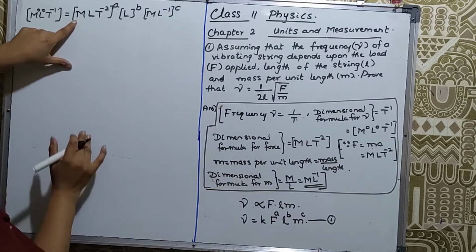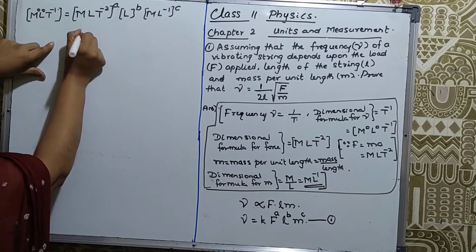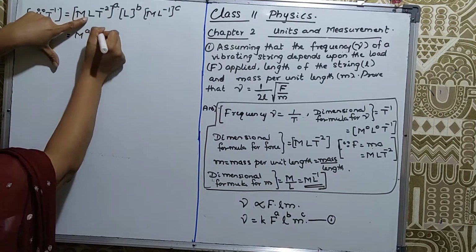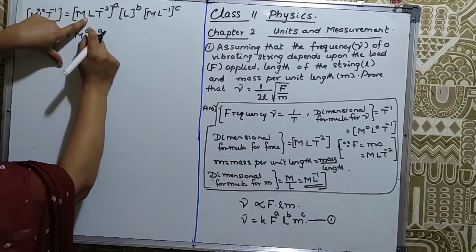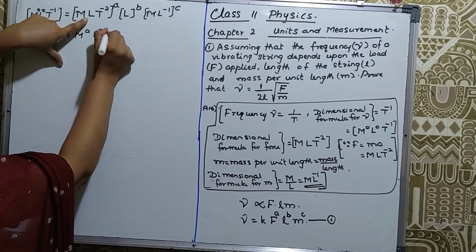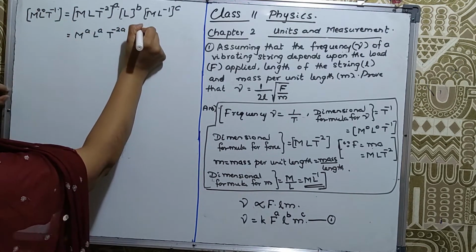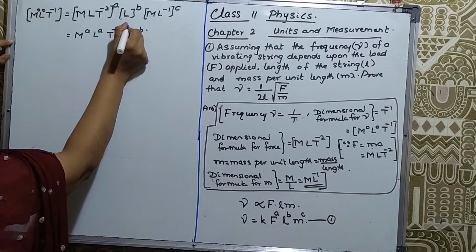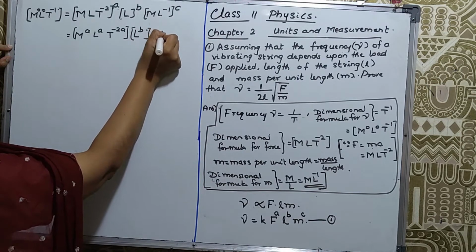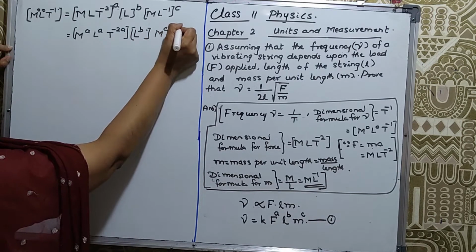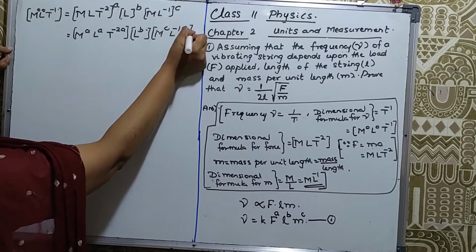Now we'll open the bracket. That means we'll apply the powers to each term inside the bracket. So M raised to a, L raised to a. This one is an explanation; directly you can go to the next step, collecting the terms. So L raised to a, T raised to minus 2a. Then next one will be L raised to b. Next one M raised to c, L raised to minus c.